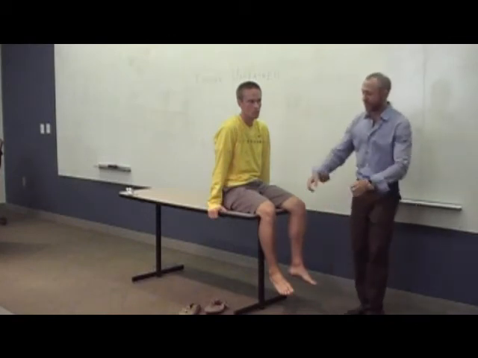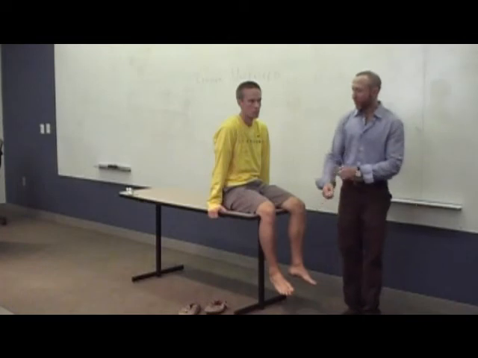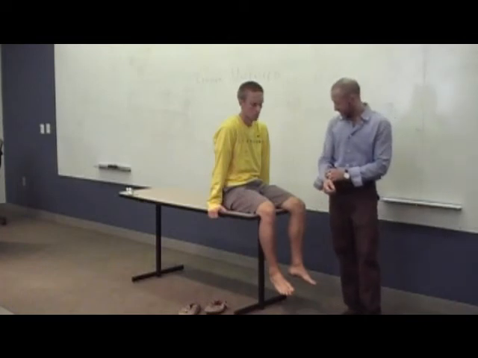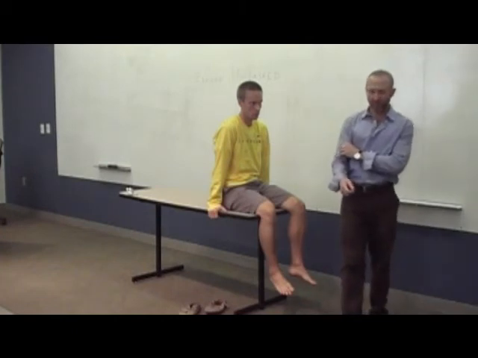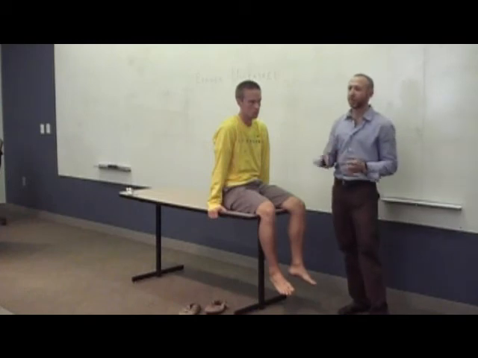The next number down is basically you can provide full range of motion with gravity eliminated. A 1/5 means you can see the muscle contract, but the joint never moves, and a 0 is you can't even see or feel it contract. And so you need to remember the motor scale for the upper and lower extremities.